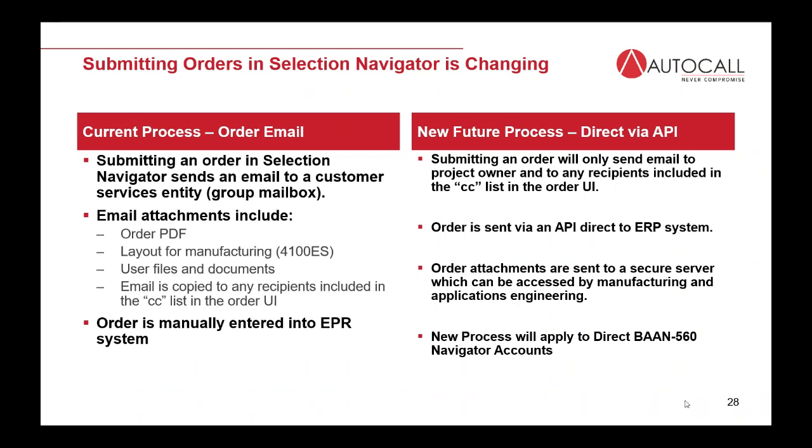The email attachments to that order include the order PDF. If it's a 4100, we attach the layout files for manufacturing and any other files or documents that the actual user wishes to upload to that order. That email is also copied to recipients included in a CC list, and that CC list can be populated on the fly in the order UI, or if you're regularly copying the same set of folks on every order, that can also be set up on the account preferences screen.